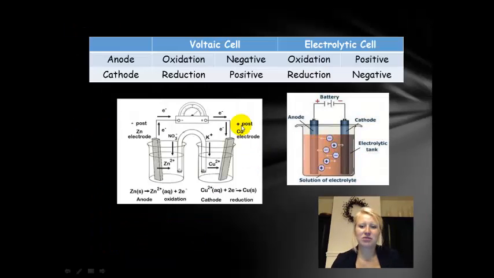So let's just summarize real quickly the difference between voltaic and electrolytic cells. In voltaic cells and in electrolytic cells, the anode is oxidation. However, in voltaic cells, the anode has a negative charge because it is losing the electrons. In electrolytic cells, the anode has a positive charge. The cathode in both voltaic and electrolytic cells is where reduction occurs. In a voltaic cell, the cathode is positive, but in an electrolytic cell, the cathode is negative. See how it's connected to the negative terminal of this battery?